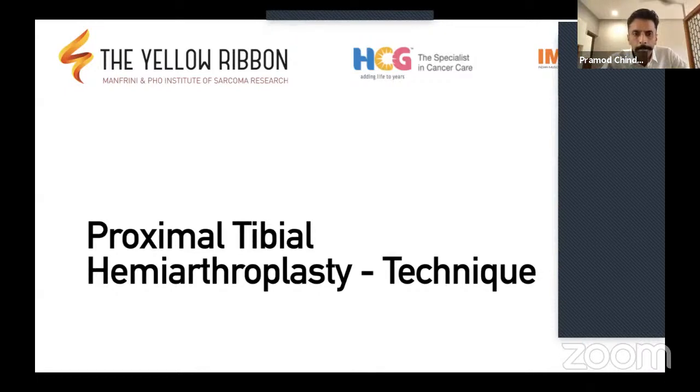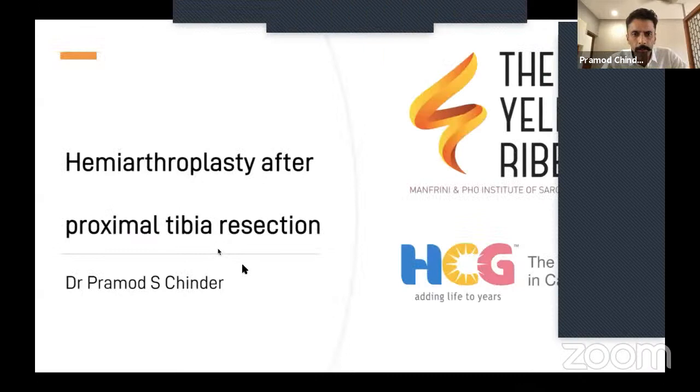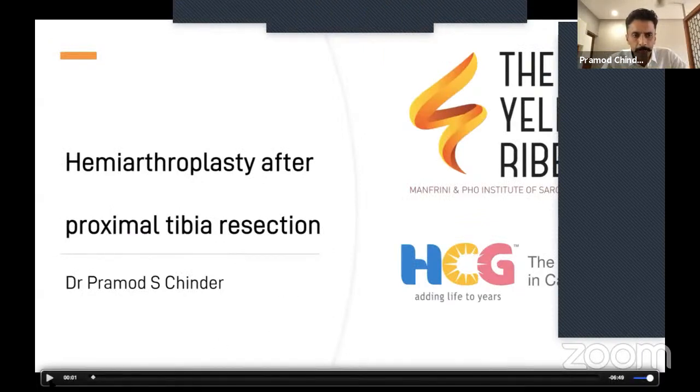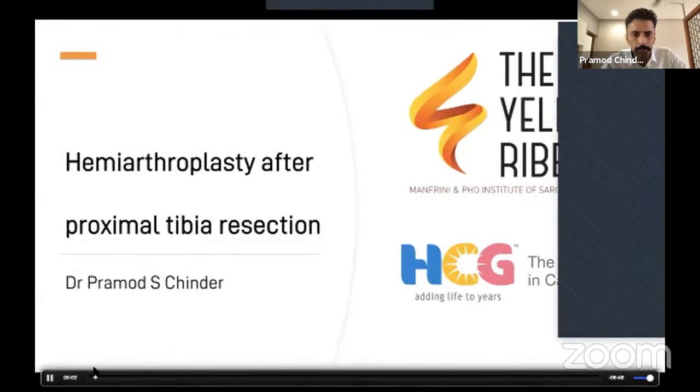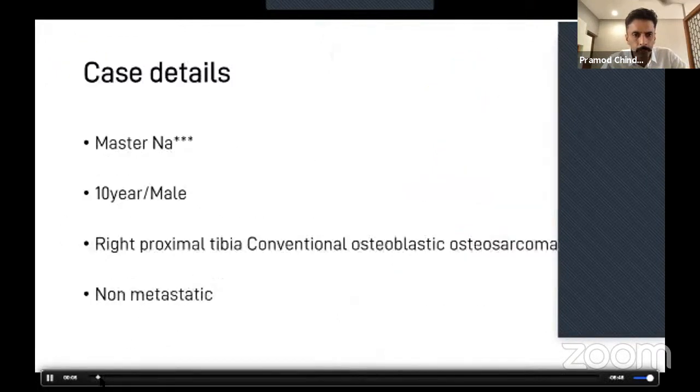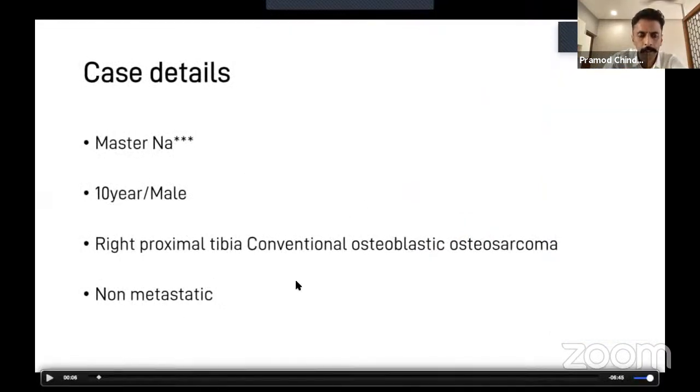This is one of the cases Mandeep found interesting, so I thought we'll discuss this case. I'll go through a small video, and I'll pause it whenever needed. This was a 10 year old boy with a conventional osteosarcoma of the proximal tibia, non-metastatic. Standard chemotherapy MAP regimen, two cycles done, and doing very well, pain decreased significantly.